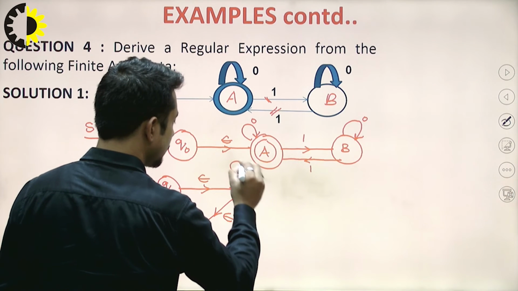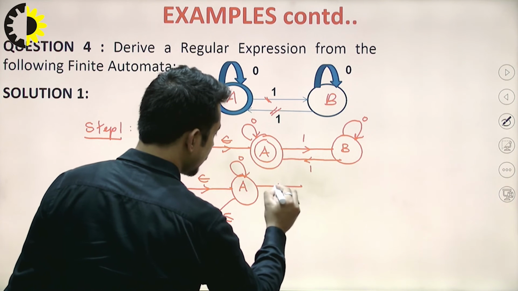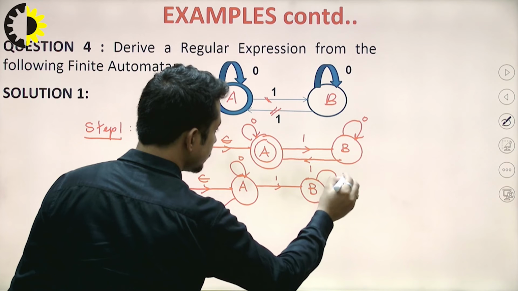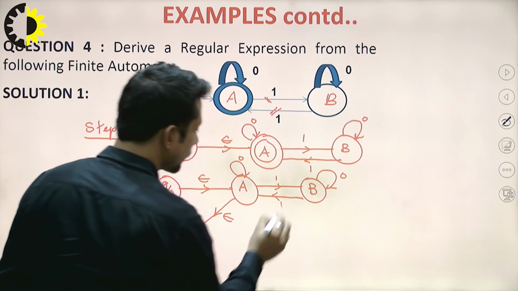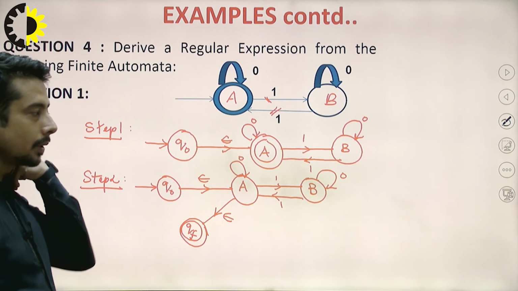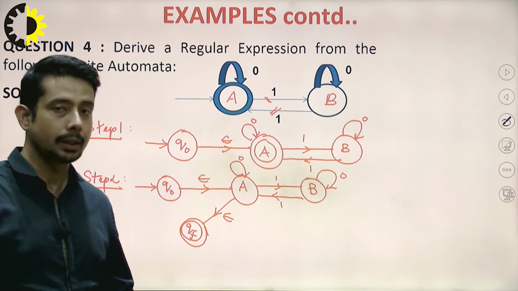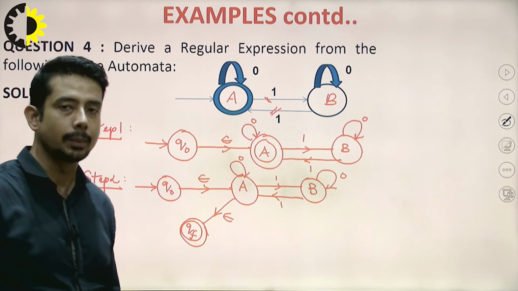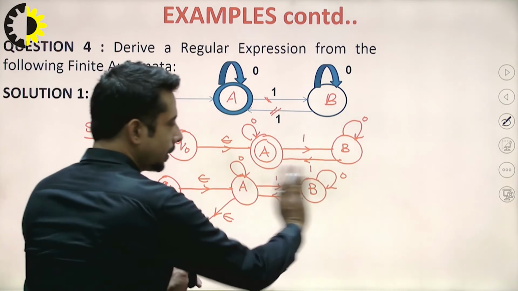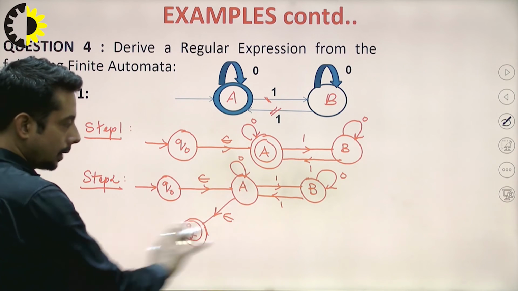So it will be 0, it has a 1 transition over here, B, 0, 1 transition. I got it. So step 1 and step 2 are done. Now we need to eliminate all the states other than the initial and final. We need to eliminate the other states. The best option is to eliminate this part. Then only we will be remaining with this.